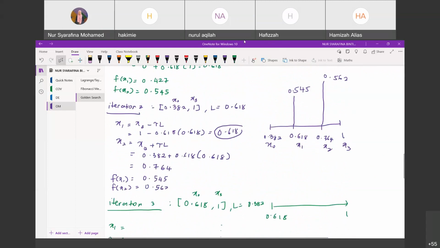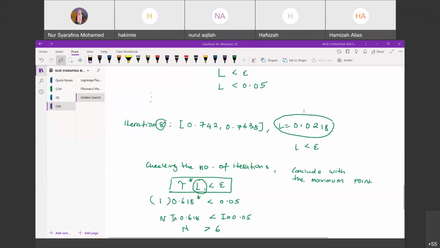Any question? Okay, so in the last iteration, you just need to conclude with what is your maximum point of x, which gives you your maximum value when using the x there.